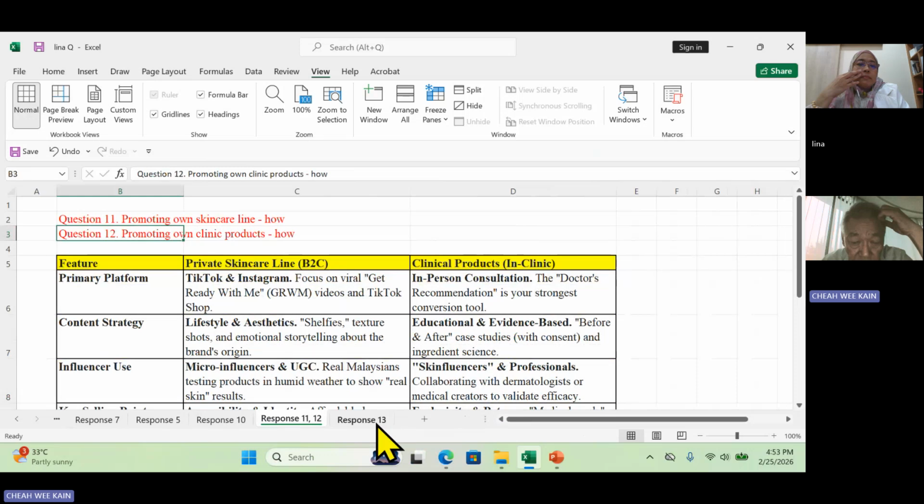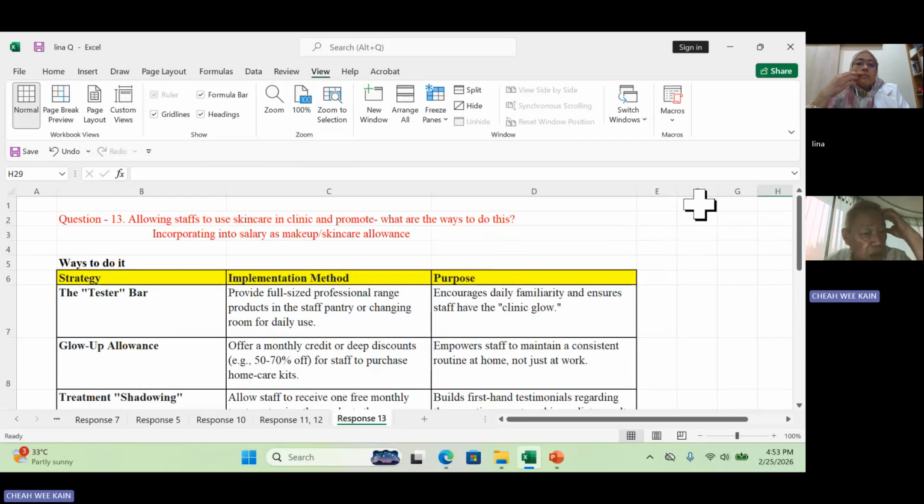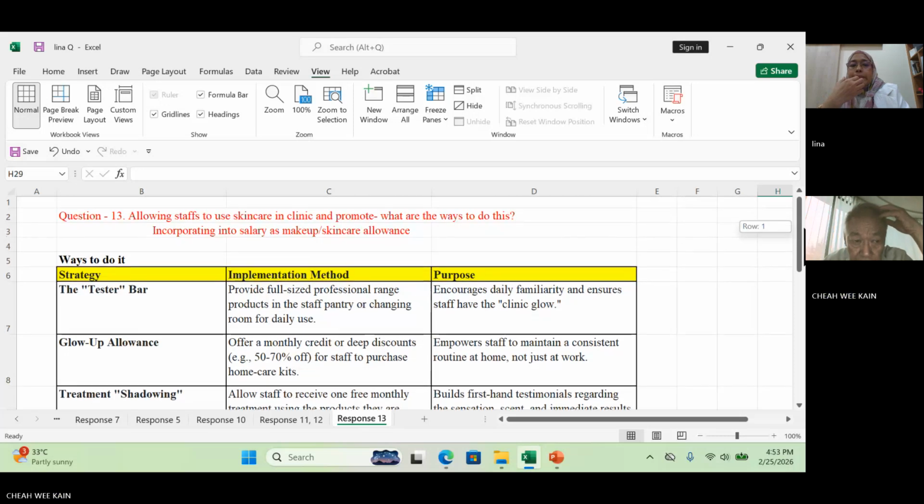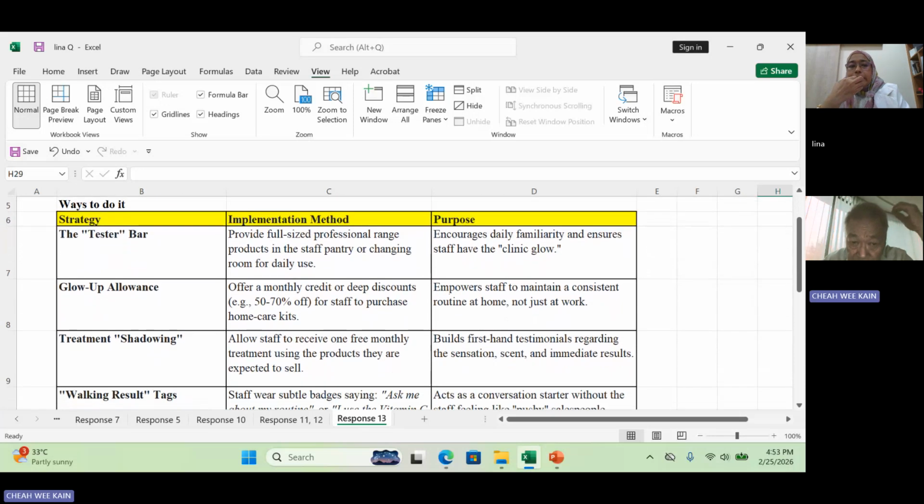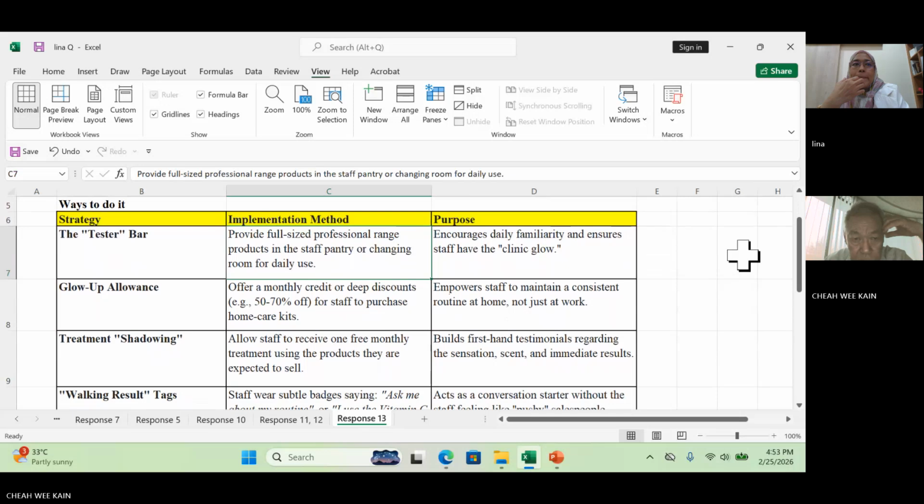Okay, now this is a very funny one. Allowing staff to use skincare in clinic and promote, what are ways to do this? Incorporate into salary as makeup or allowance. Tester bar. I think you know what the tester bar is. So you actually allow the staff to do this.